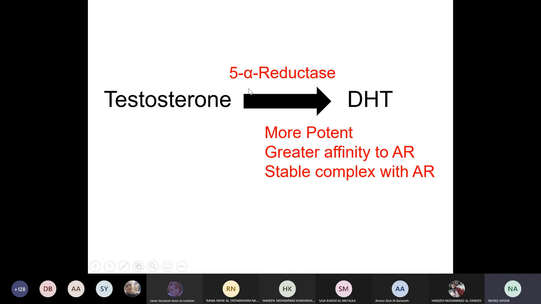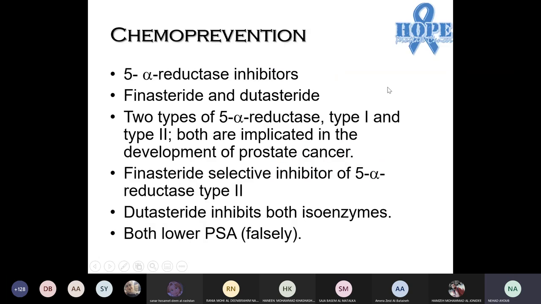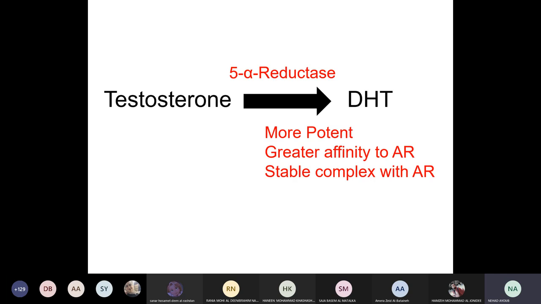This conversion here is conducted by a group of enzymes, we call them 5-alpha reductases. Okay, we have 2 isoforms. They will convert testosterone to the more potent androgen, which is dihydrotestosterone. Now, since the majority of prostate cancer cases are androgen dependent, or hormone dependent, in nature, there were steps toward chemoprevention. That is, how can we reduce the risk or prevent prostate cancer.